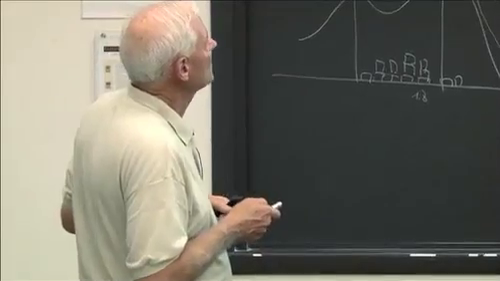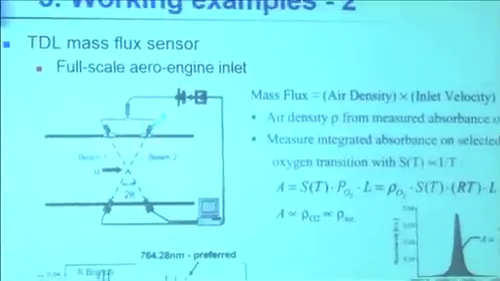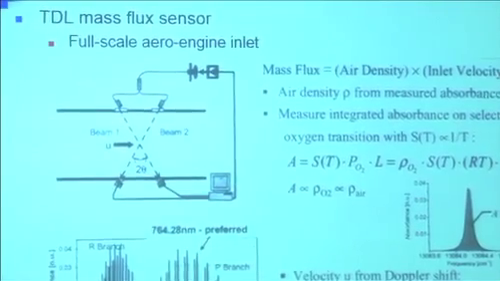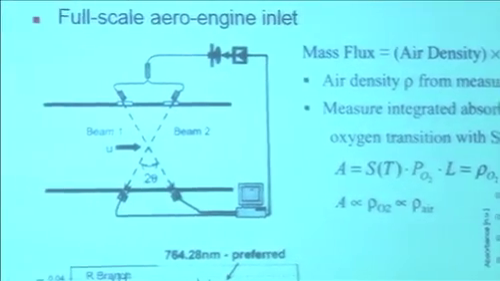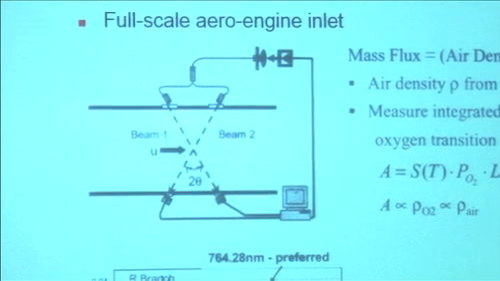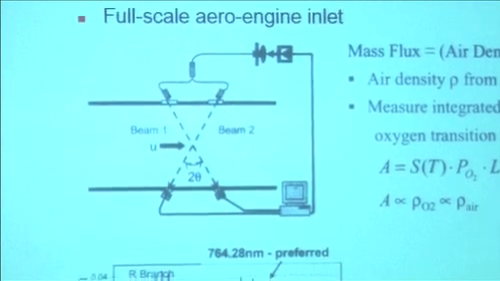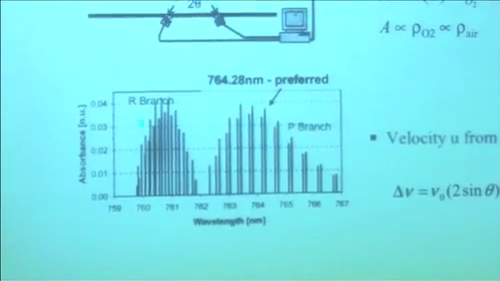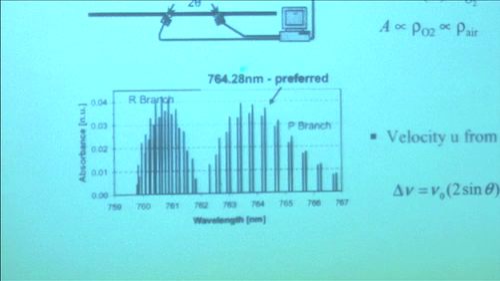So what we did is we take this laser and we split it, and we put one beam this way and one beam this way. One of these beams sees a Doppler shift in one direction and the other beam sees the equal shift in the other direction. By looking at the relative shift between those two lines, we get the velocity. We did this with oxygen, which has a weak absorption structure near 760 nanometers.